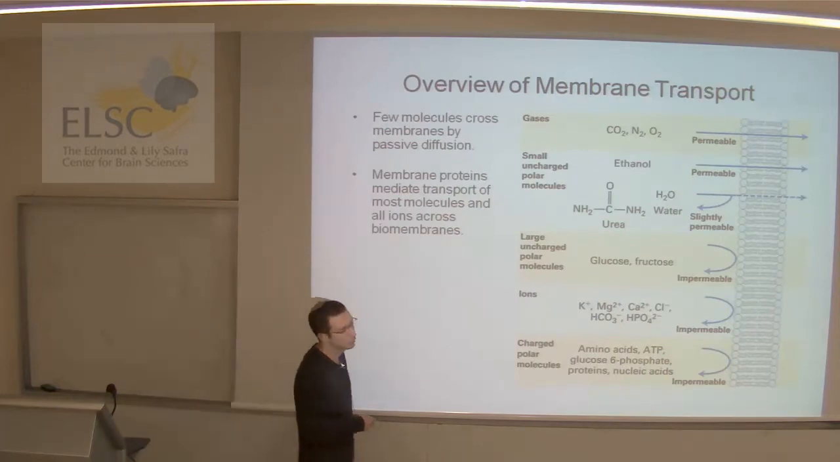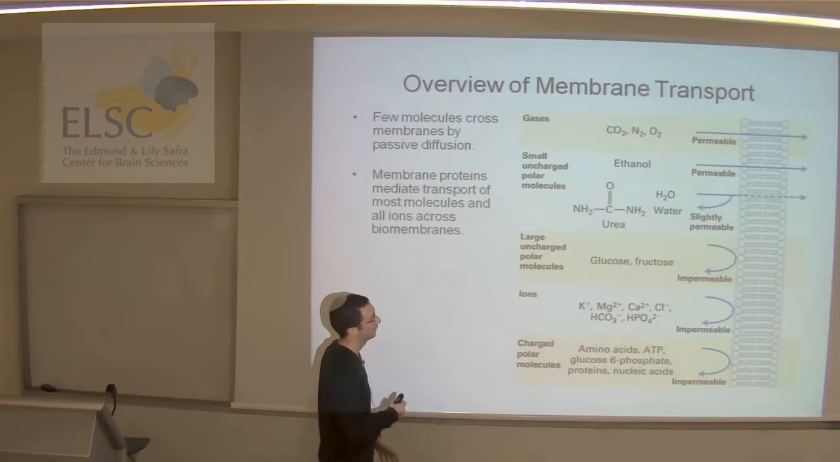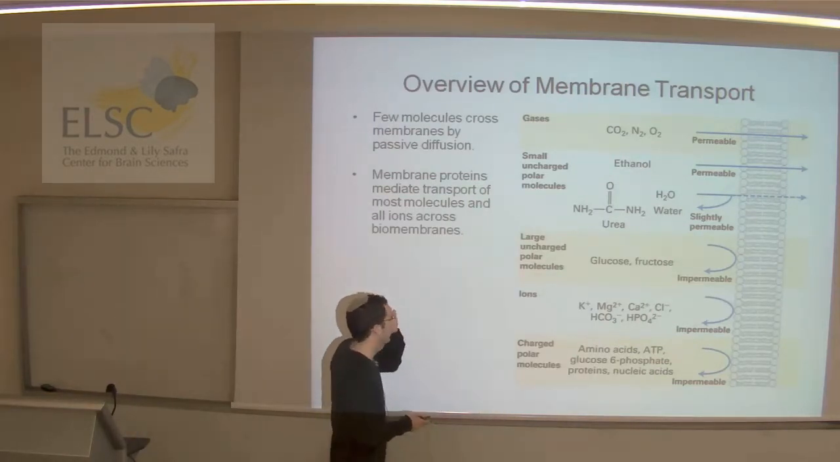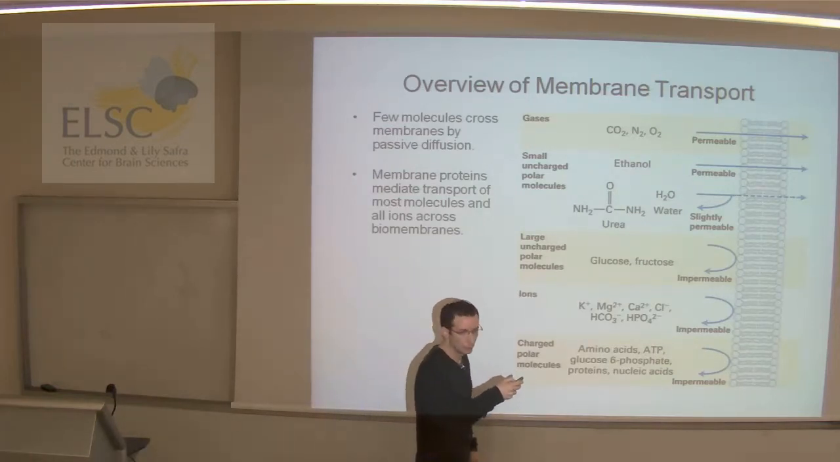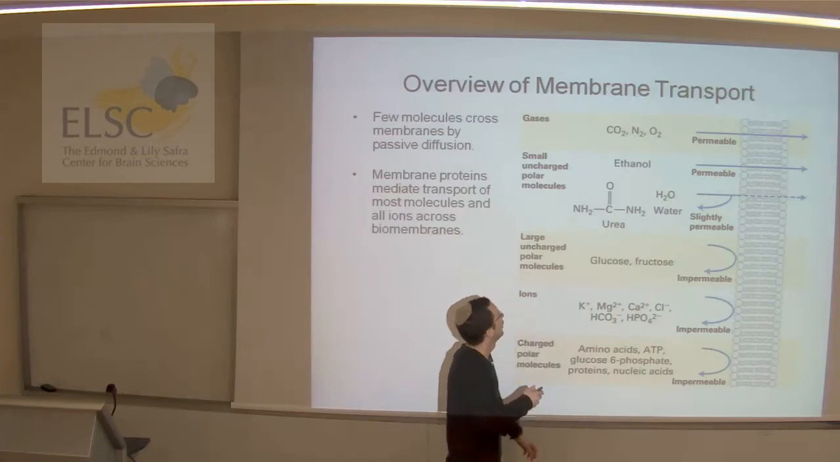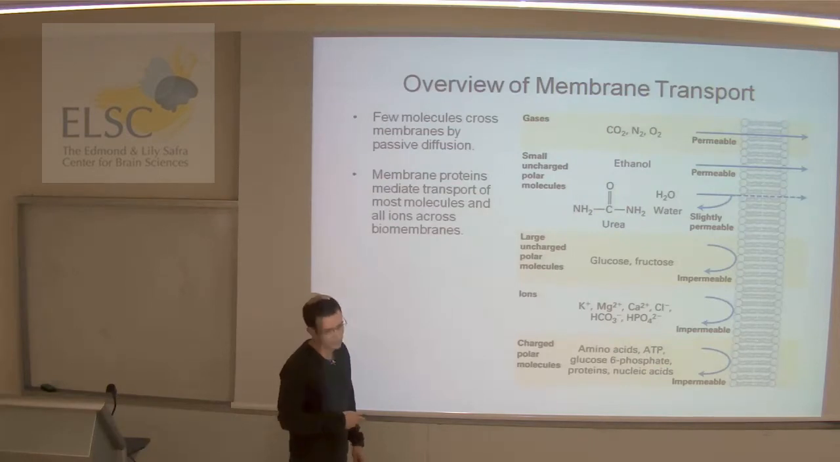Most molecules that exist inside the cell cannot pass on their own through the hydrophilic barrier that is the membrane. Some exceptions to that rule are gases, for instance. CO2, N2, and O2 have almost full permeability across the cellular membrane. Also, small, uncharged but polar molecules such as ethanol, urea, or water have partial permeability to the cellular membrane.